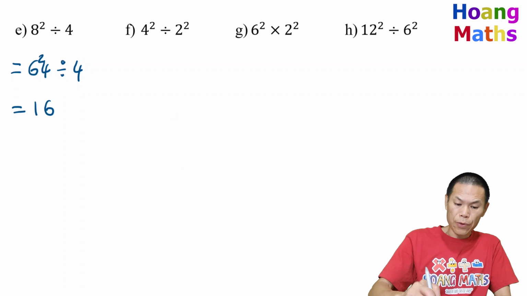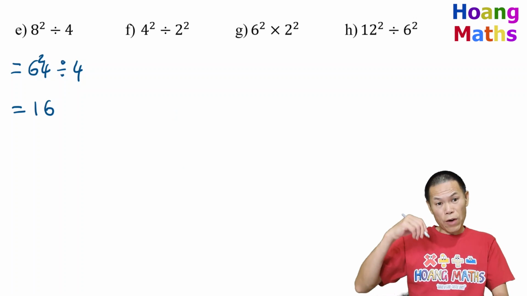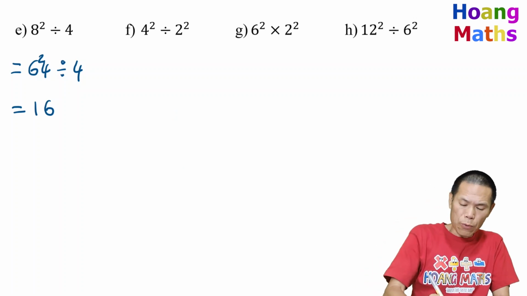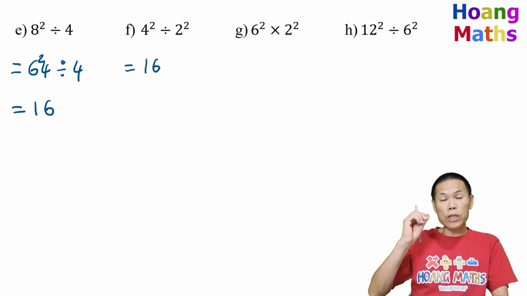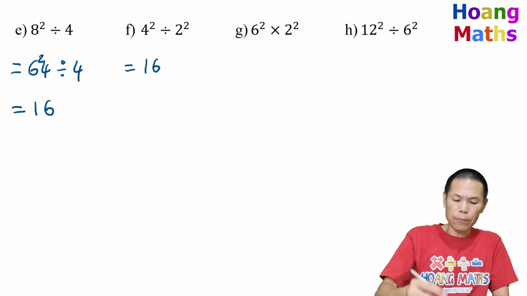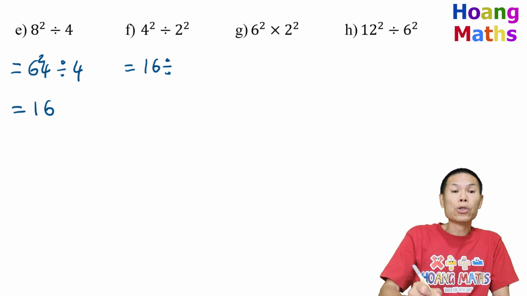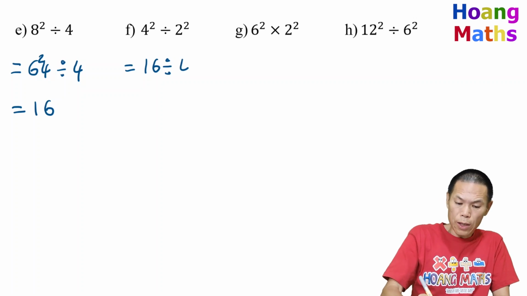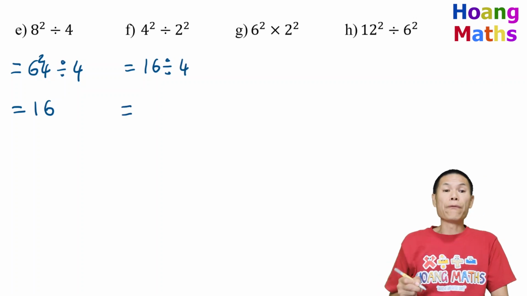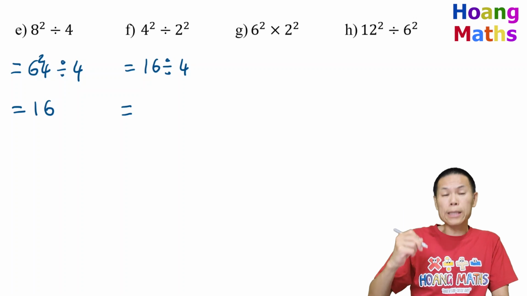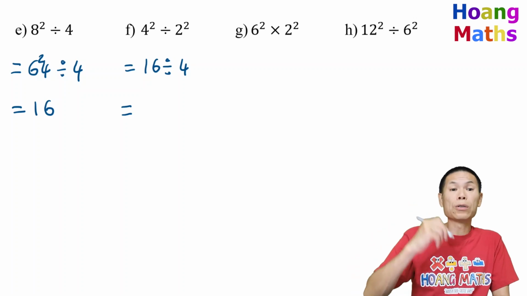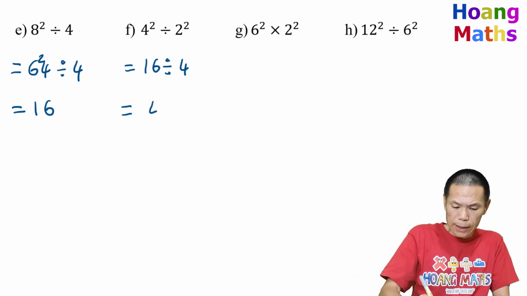Now part F, we have 4 squared divided by 2 squared. So 4 squared gives me 16, because 4 times 4 is 16. Then we divide it by 2 squared, which gives me 4. There you go. And then 4 going into 16 is 4 times, because 4 times 4 is 16.